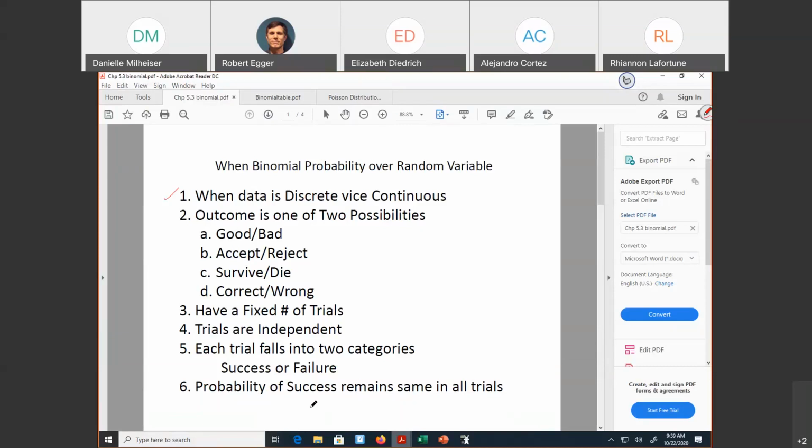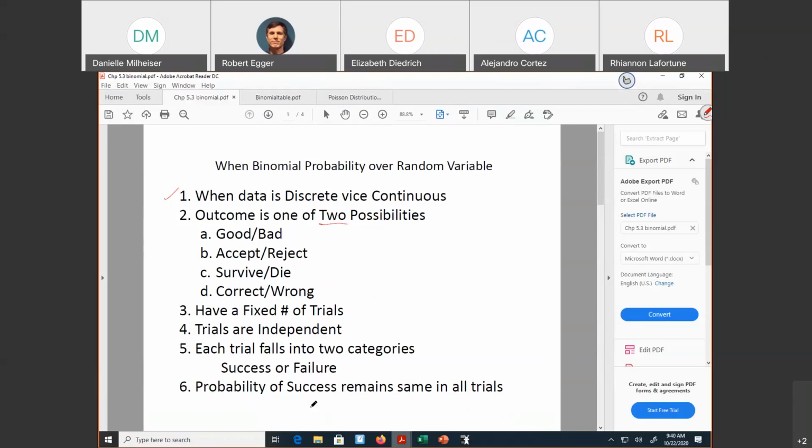Being binomial, we have to have only two possibilities. And I threw up some examples. It's either good or it's bad. You accept, you reject. You survive, you die. Correct, wrong. So there has to be a definite this or that happening that is being looked at.